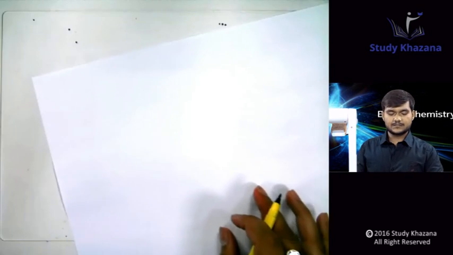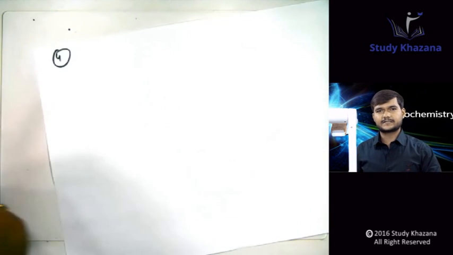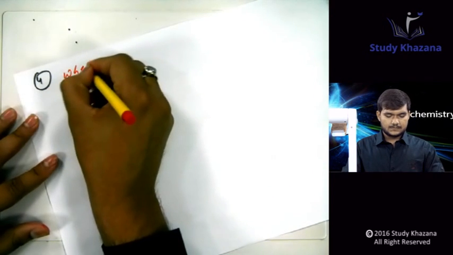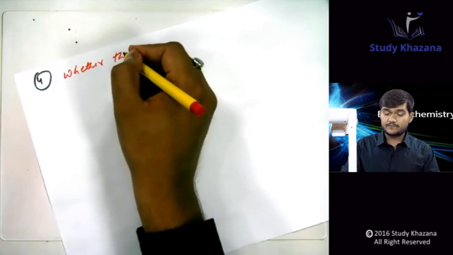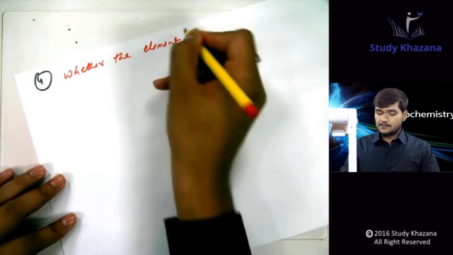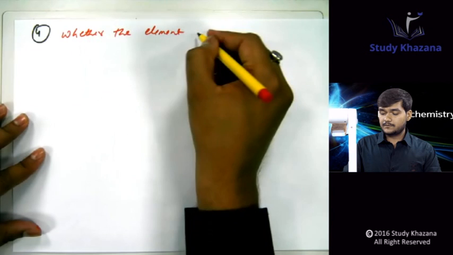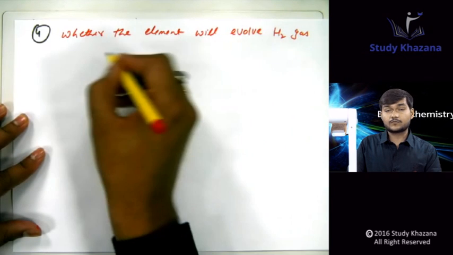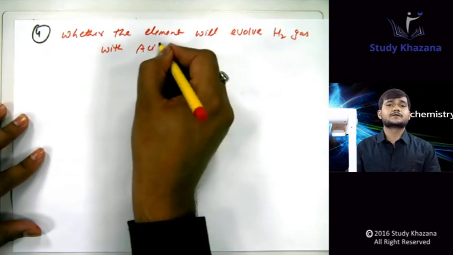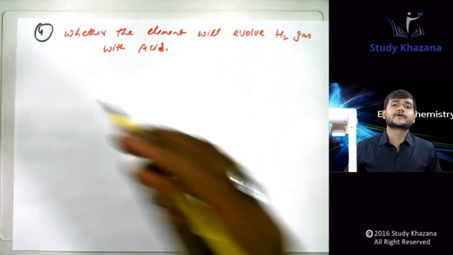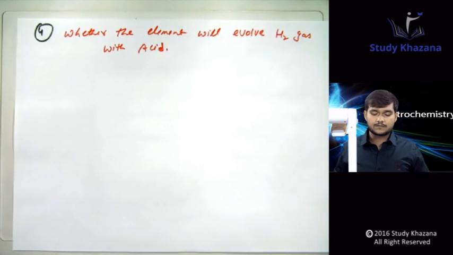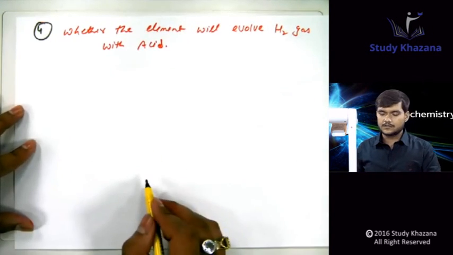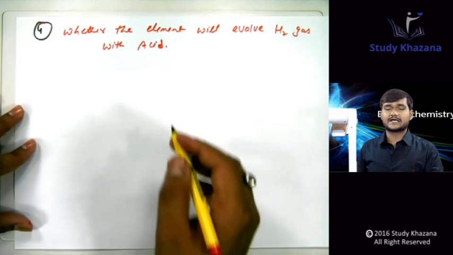This is the fourth application: whether the element will evolve H2 gas with acid. You already know, in our lower classes we have done, whenever a metal reacts with an acid, hydrogen gas is released. So whether the element will evolve H2 gas or not, we can easily find out with the help of the E0 values.